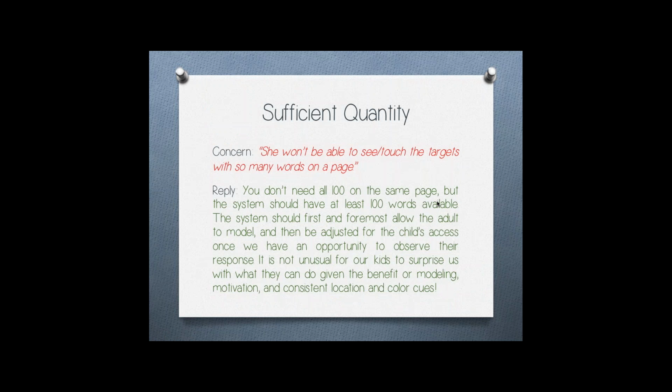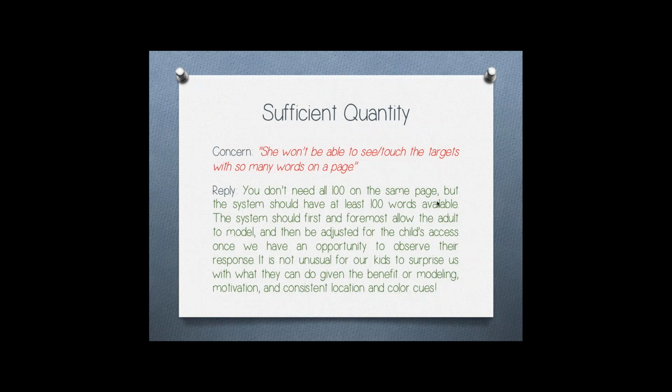Okay, so let's look at some of the "yeah, buts," as I call them. We sort of looked at this a little bit. My child is not going to be able to see or touch the targets with so many words on a page. You don't need 100 on the same page, okay? We're talking about having 100 symbols available in the entire system to start. So you may have 20 on the first page, and then you may have 10 other pages with the rest of the vocabulary on it. But the system should have at least 100 words available.